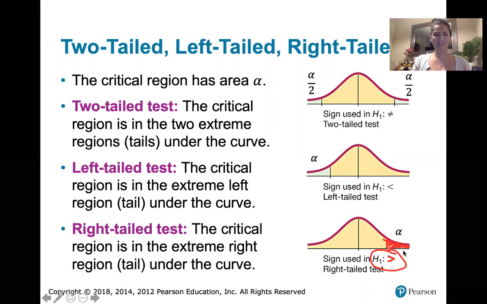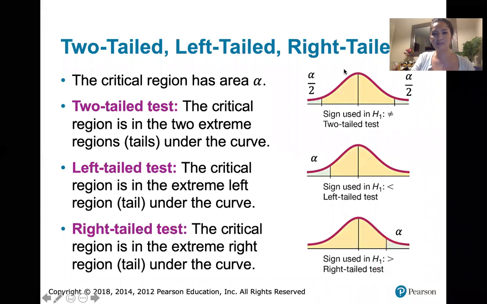Now, both for the left-tailed test and the right-tailed test, the area in that left tail or right tail is alpha. Only in the two-tailed test do we take alpha and split it into two pieces. So we've got alpha over 2 area in this region and alpha over 2 area in this region. So those are the left-tailed, right-tailed, and two-tailed tests. These green regions in every picture are called critical regions. So this is a critical region, and that's a critical region.